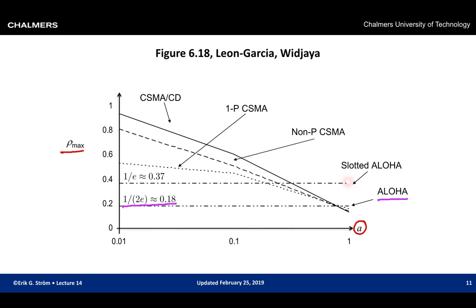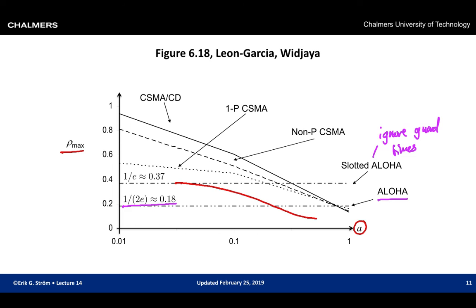Now, this curve here is only true if we ignore guard times, which are needed for slotted ALOHA to work. So I would expect slotted ALOHA's maximum throughput to go down. I don't know where, but eventually it will go below ALOHA. Right? ALOHA will be fixed. That is clear.